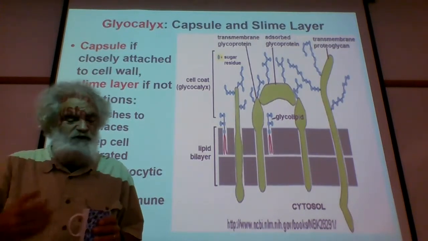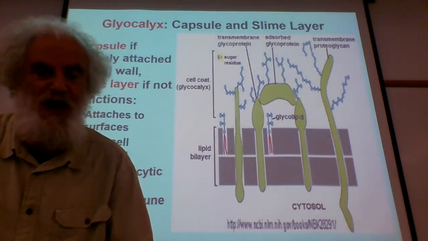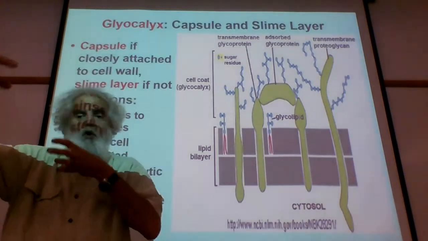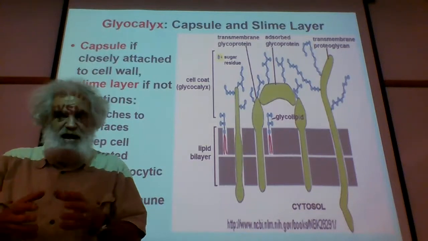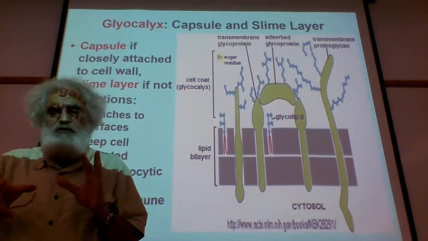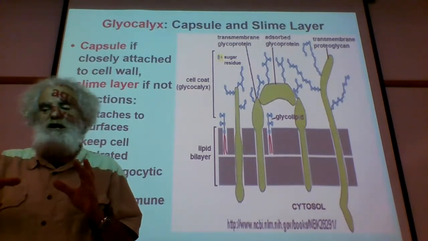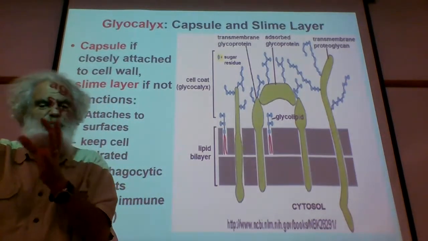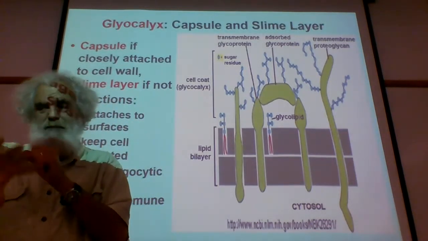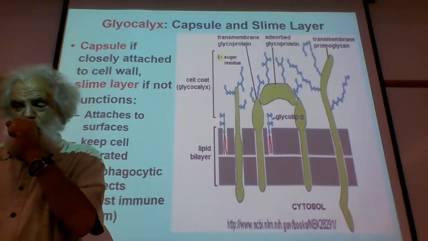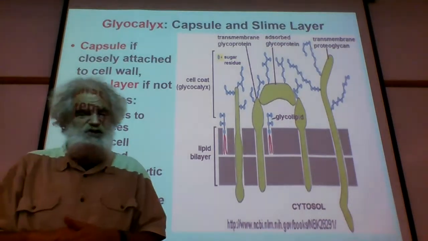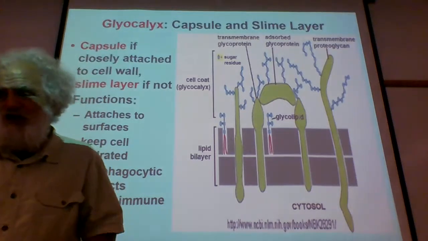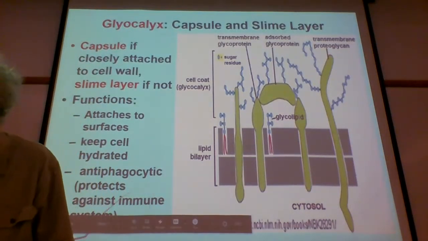It helps to keep the cell hydrated because there's a lot of hydrogen bonding capacity here that it can hold lots of water molecules. And it also seems to protect the bacteria against the immune system. The immune system is not necessarily able to recognize this very well, bacteria that have these capsule layers, and it's sort of a stealth protection. So we got the lipid bilayer.